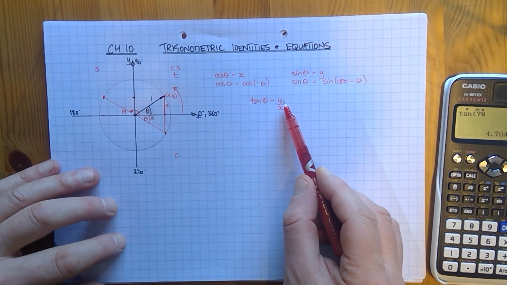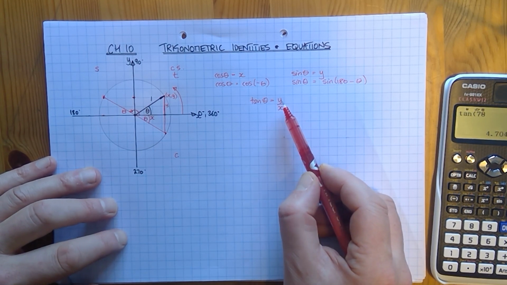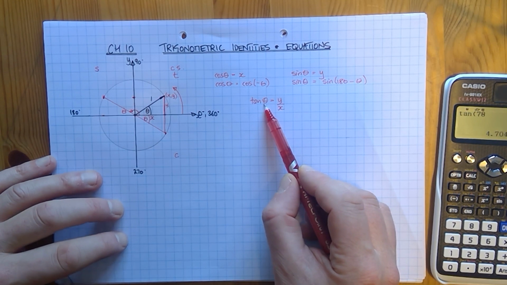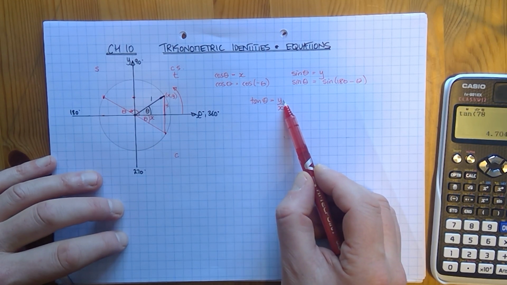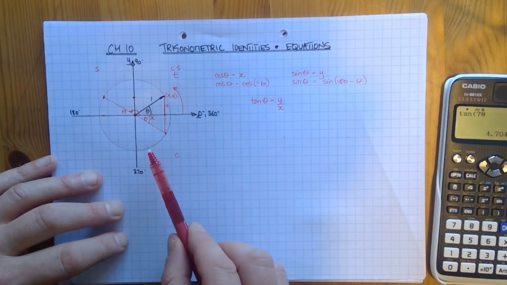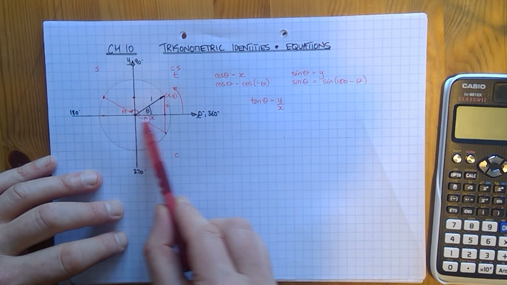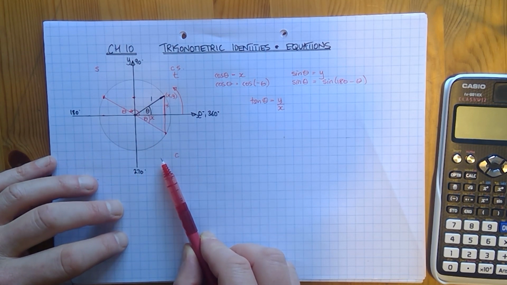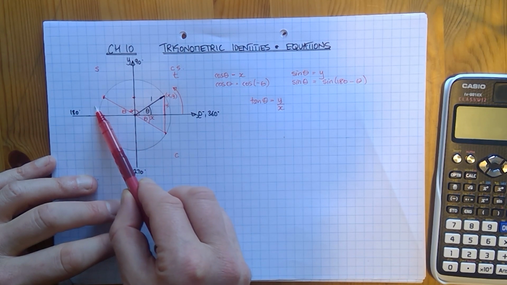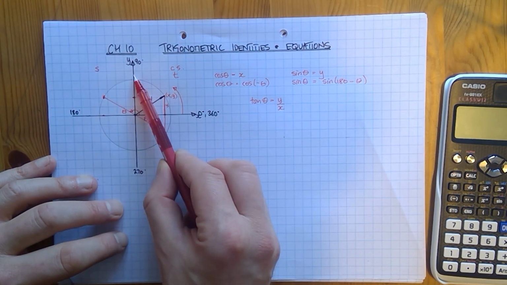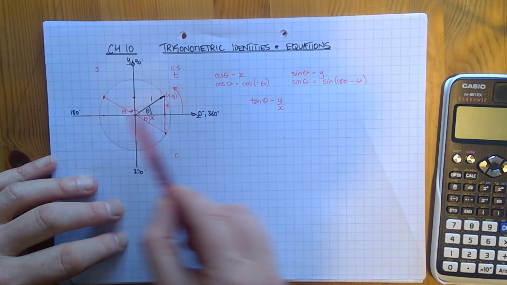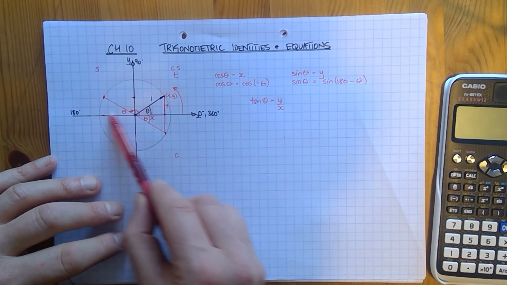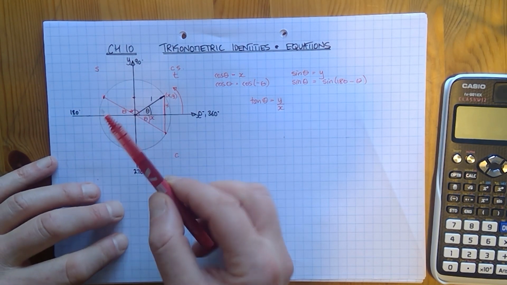Now, you can see from y over x, if either one of those is negative but not both, then tan will be negative. So if one of them is positive, one of them is negative, tan is negative. In this quadrant here, x is positive but y is negative. So in this quadrant, tan is negative. Similarly, in this quadrant, y is positive but x is negative. And as one of them is negative, then tan theta must be negative. So this quadrant here, tan is negative.